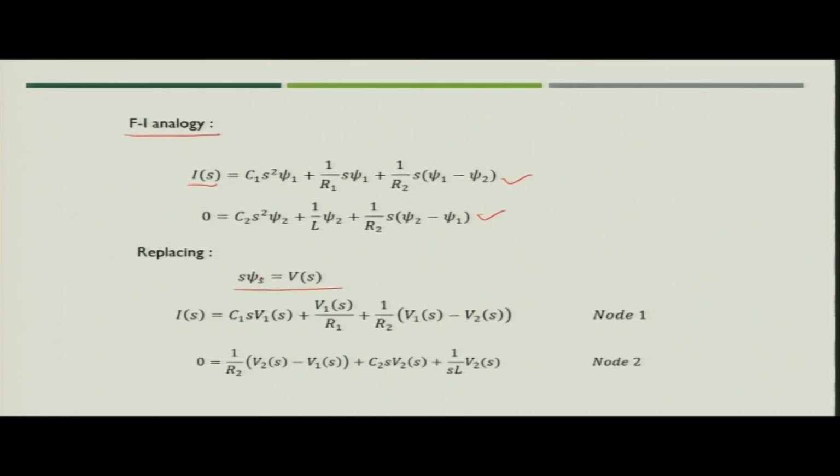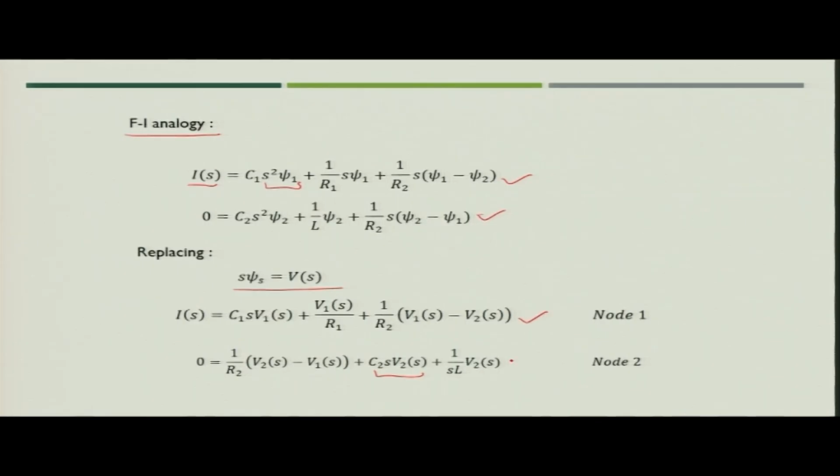Now, we can replace S psi with V. If you put this in the above equations, you can simplify. Is is nothing but C1 S V1, since S psi 1 will become V1. So, you get C1 S V1 plus V1 upon R1 plus 1 by R2 (V1 minus V2). Then 0 equal to 1 by R2 into (V2 minus V1) plus C2 S V2 and then 1 by S L V2.